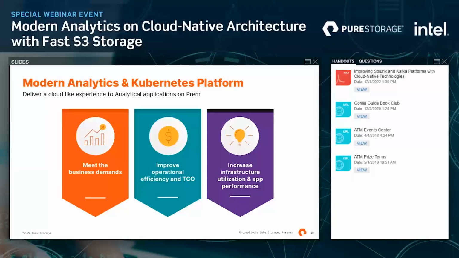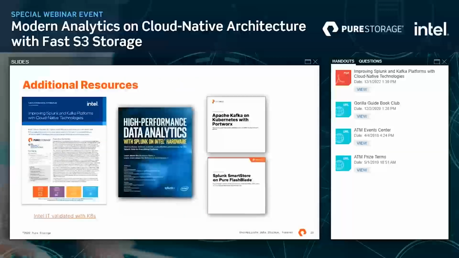Increased infrastructure utilization and app performance. Merritt shared with you how we were able to accomplish that by deploying containers, which also lends itself to optimized total cost of ownership, along with providing predictable performance at scale.